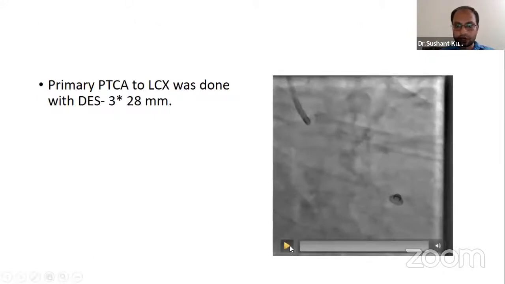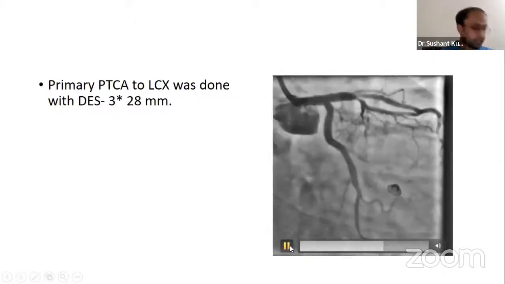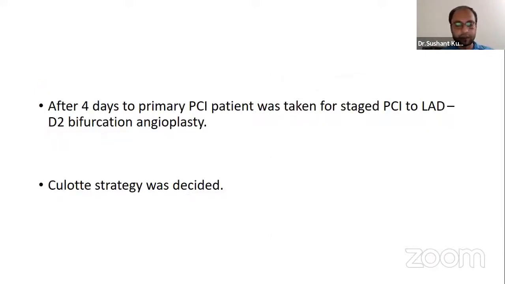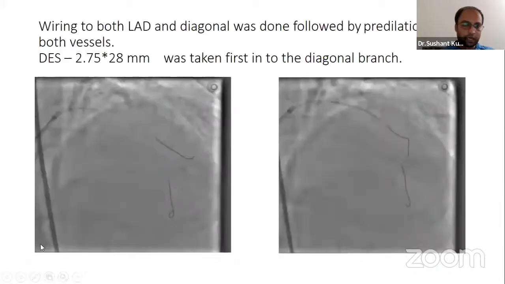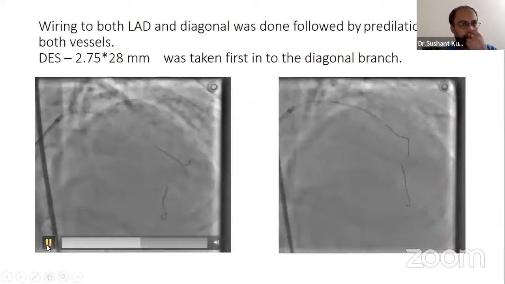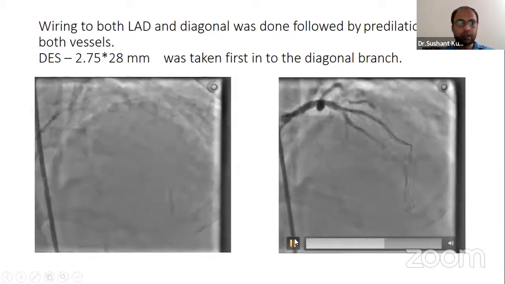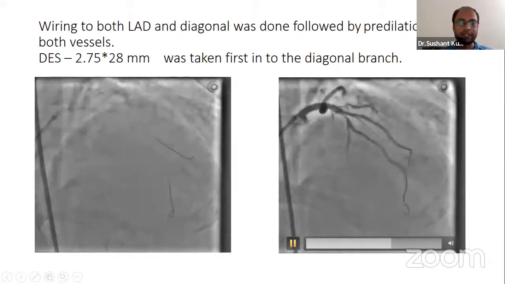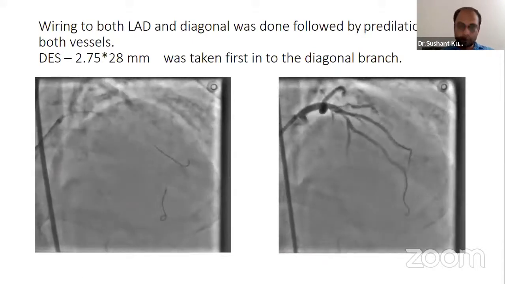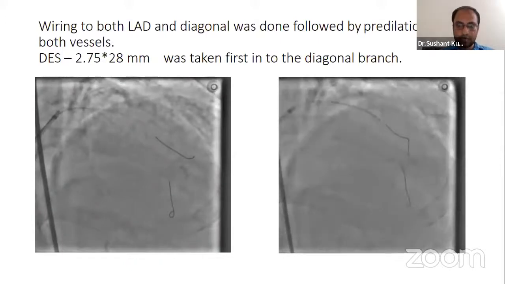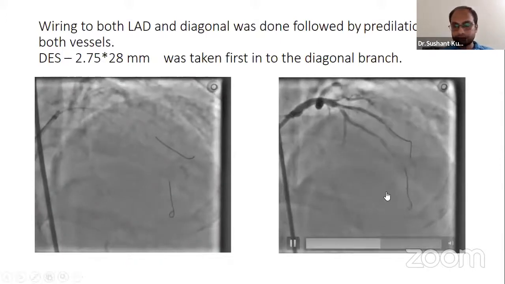Of course the primary lesion, the LCX, was fixed. After 2 days, we planned a staged PCI to the LAD diagonal bifurcation. We chose mini crush as the strategy. Wiring to both the diagonal and LAD was done, followed by pre-dilation of both vessels. Then a DES of 2.75 by 28 mm was taken. First into the diagonal, with minimal protrusion into the main vessel LAD.